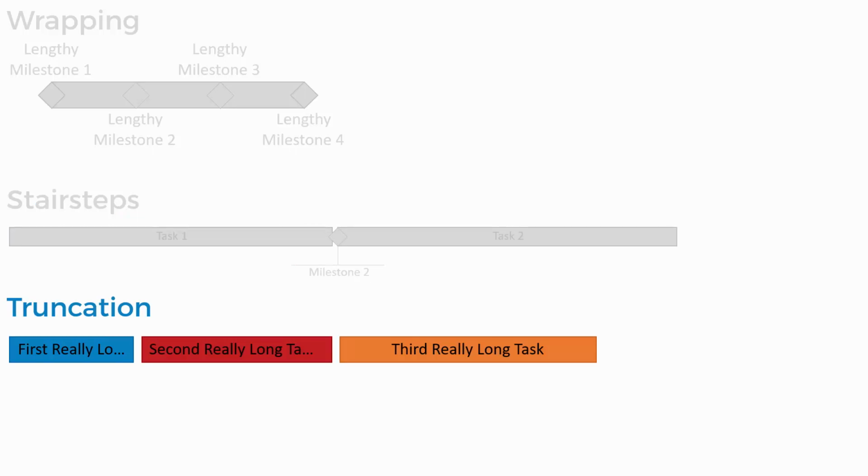Truncation shortens your text when it's too small to fit in a given amount of space. Here, the first 2 tasks have their names truncated. You can tell OnePager how much truncation is acceptable.